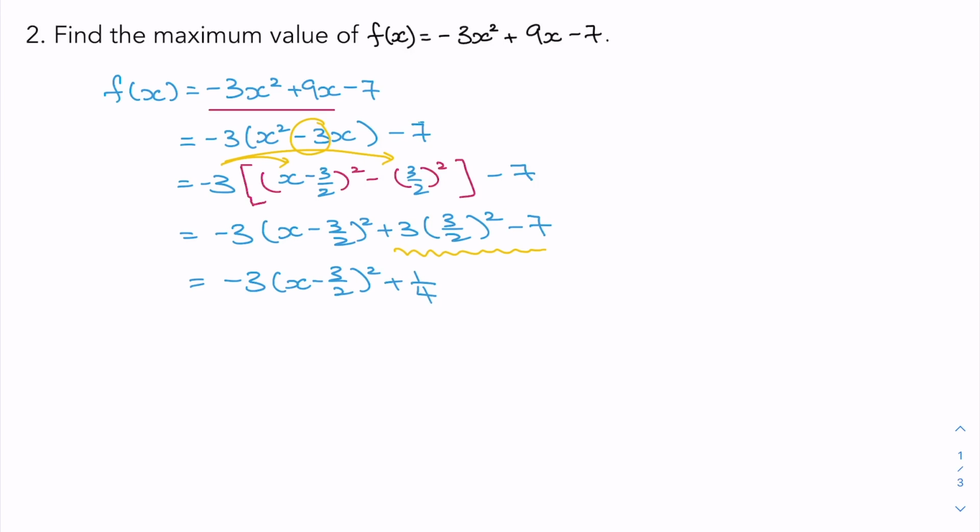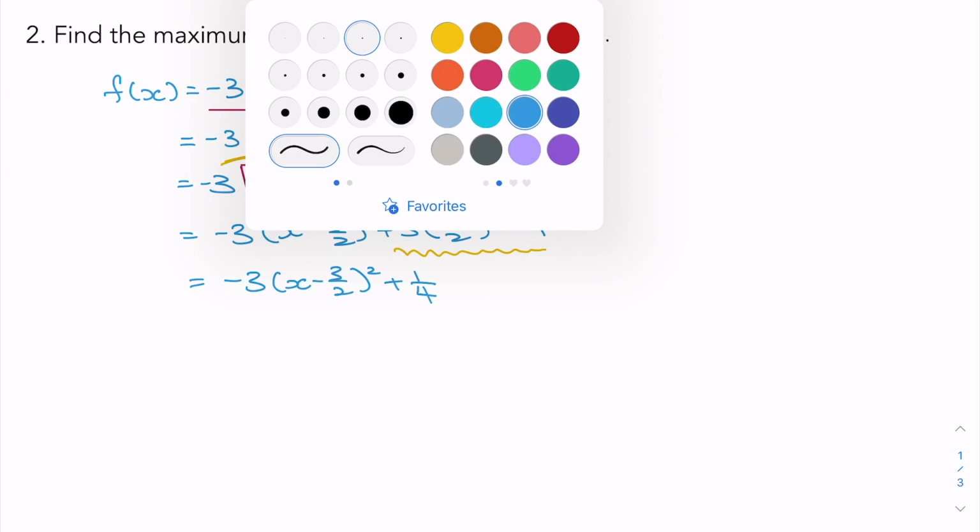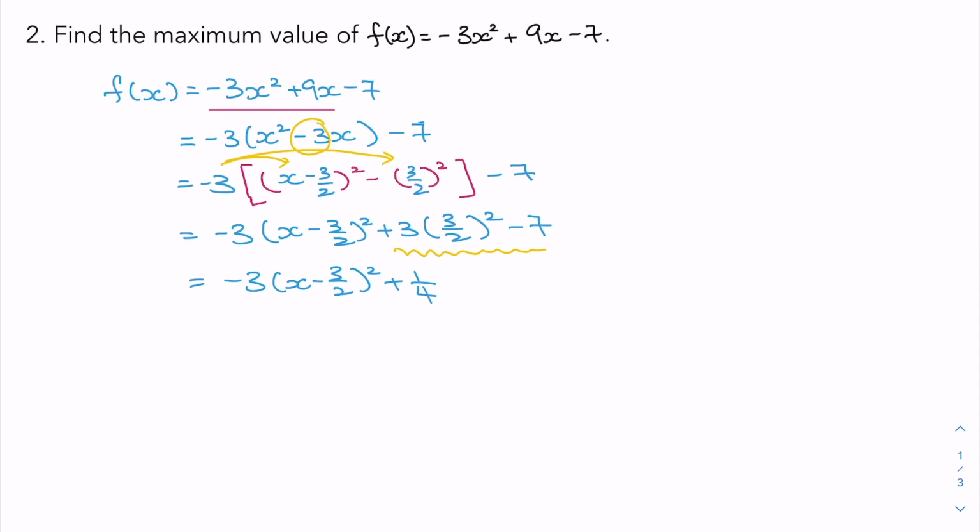Next is the part to think about how to find the maximum value. Before that, let's just recall. We realize that the minimum value of something squared, a bracket squared, is 0, as we previously discussed, because a positive number squared gives you positive, a negative number squared gives you positive as well. So the smallest value of bracket squared is 0. And therefore, the maximum value of negative 3 times a bracket squared is actually 0.